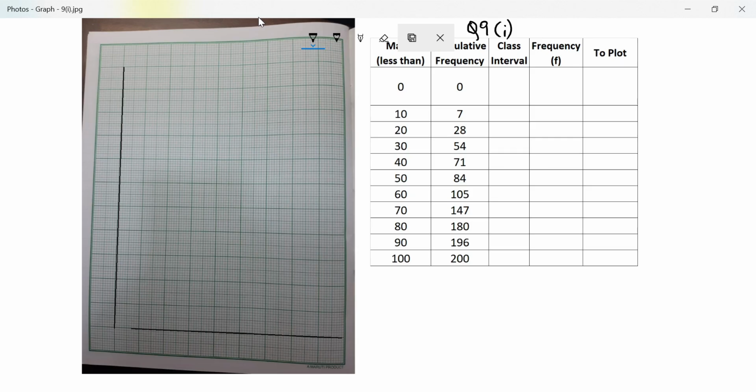Hello students, let's move on to the next question. Question number 9, part 1. Construct a frequency distribution table for each of the following distributions. So the first one that we're doing is about marks.